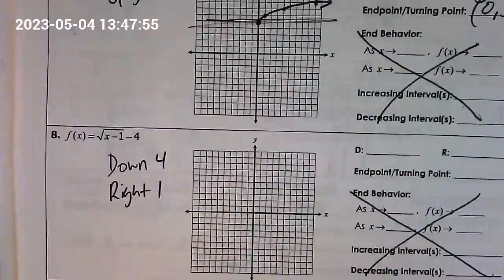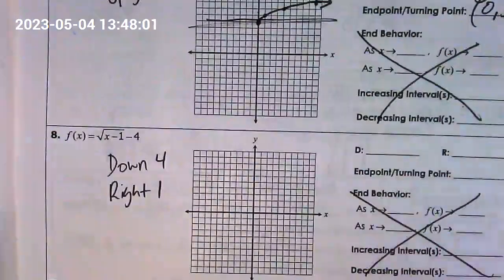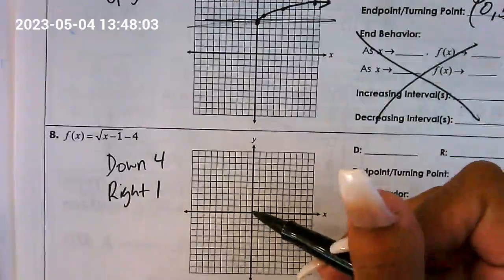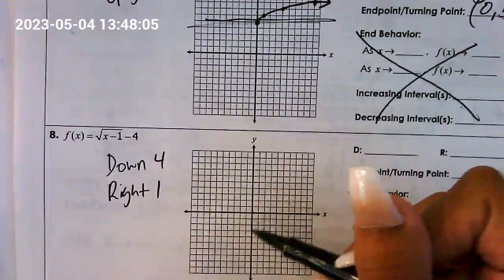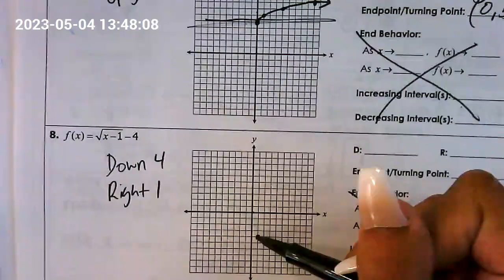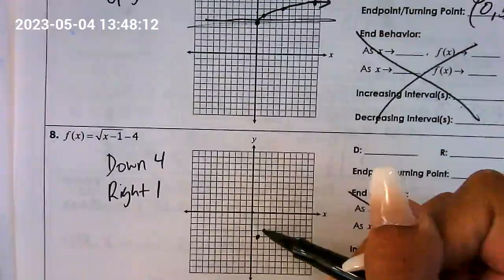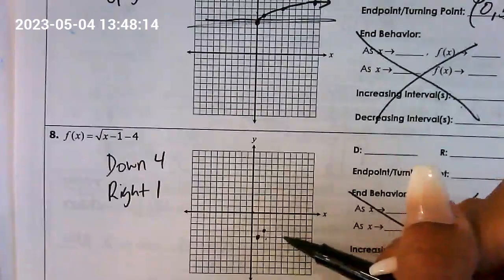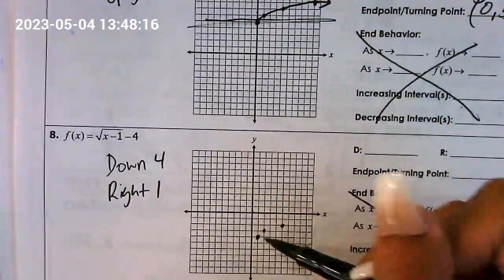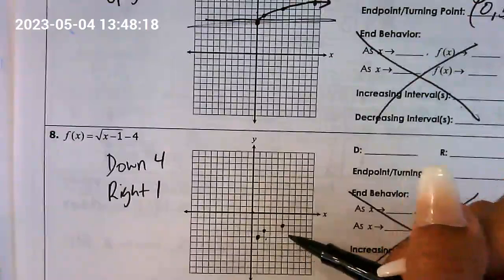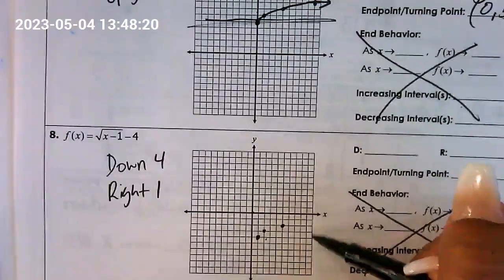Put a pencil on here in 0, 0. We're going to go down 4. 1, 2, 3, 4. Right 1. Put a dot right there. Go up 1 over 1. Then go over 4 up 2. And over 9 up 3.